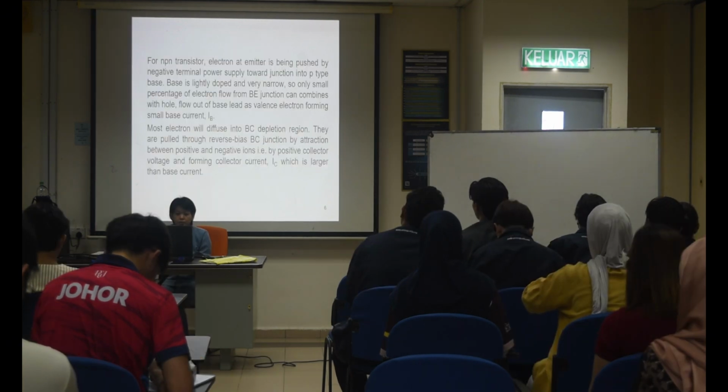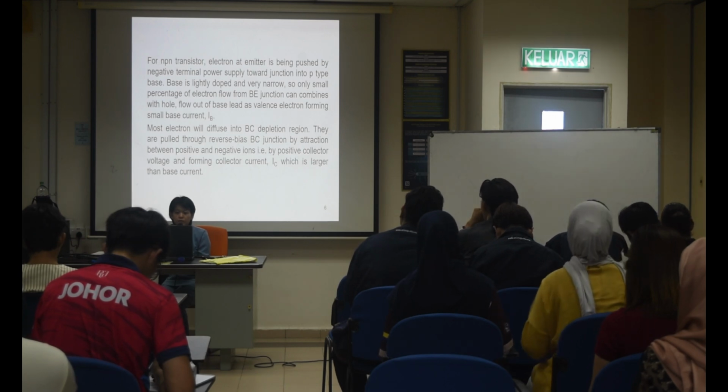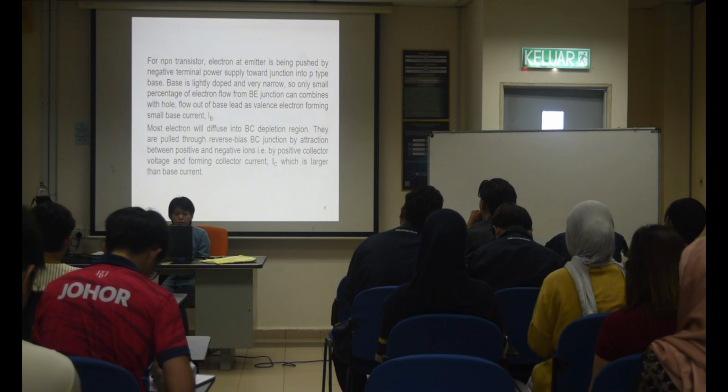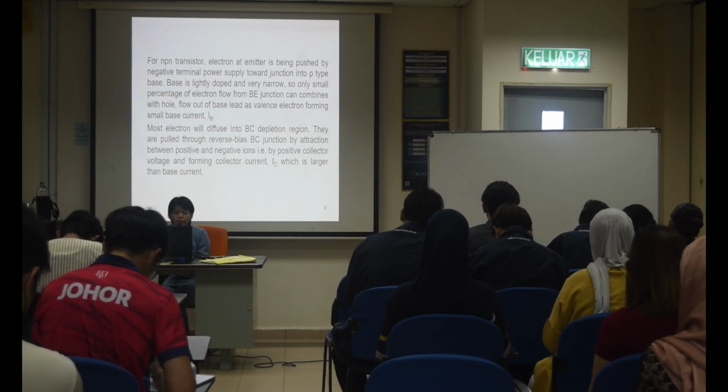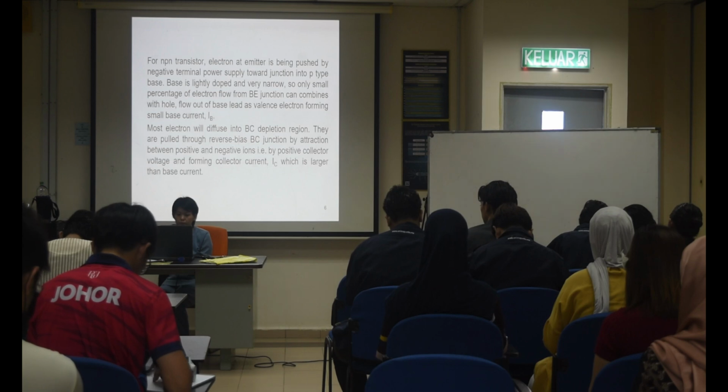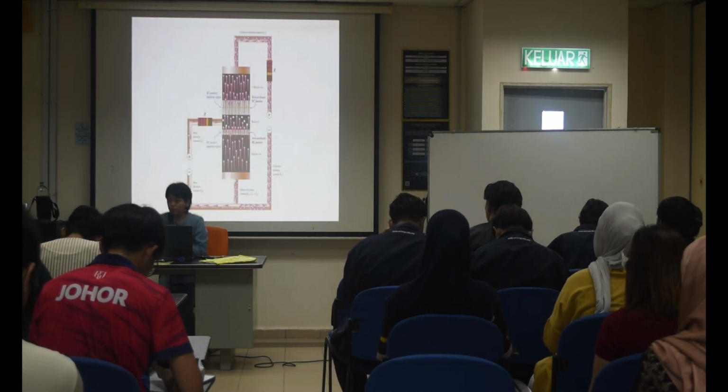For example, in an NPN transistor, the electrons at the emitter are pushed toward the negative terminal of the power source. Through the junction, the P-type base is slightly doped and very narrow. They explain about this figure.